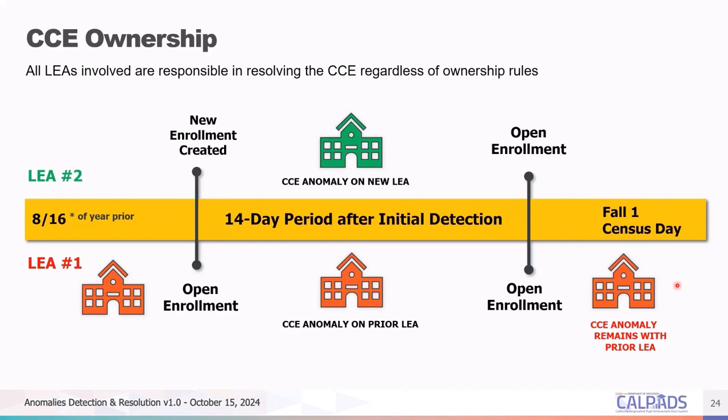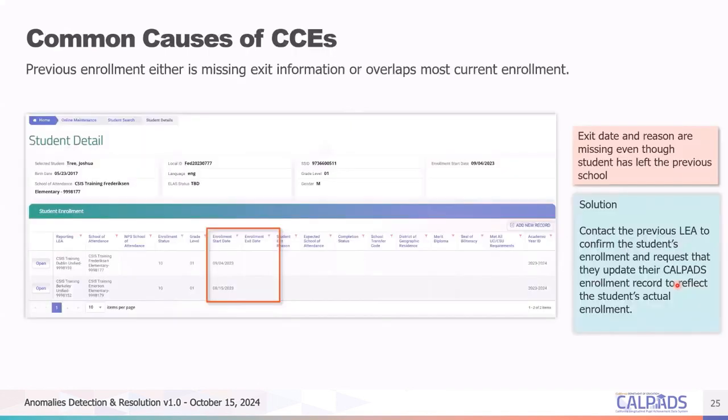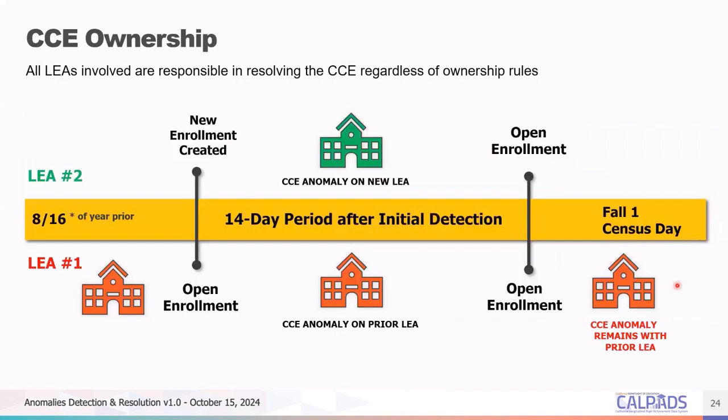So bear this in mind, because this is what we will be discussing during the demo. So what are the things that we need to consider? Number one, enrollment type. Number two, the dates of enrollment.